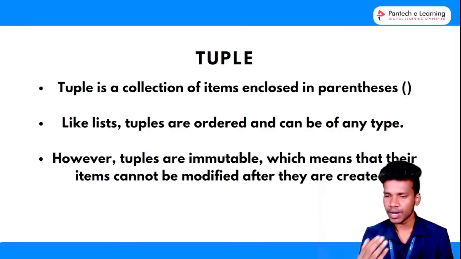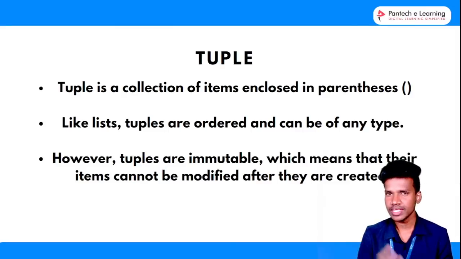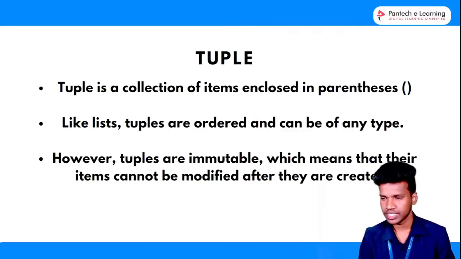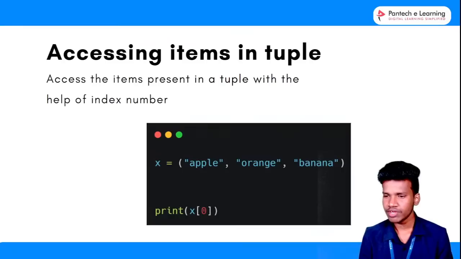The tuple and list are both ordered. The order will not be changed, and they accept all kinds of data types. The tuple is immutable. A list is mutable, a tuple is immutable. That is the major difference between list and tuple. Okay. So a tuple also allows duplicates. Other functions are also the same.